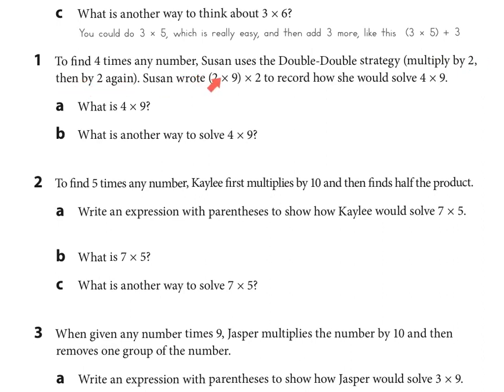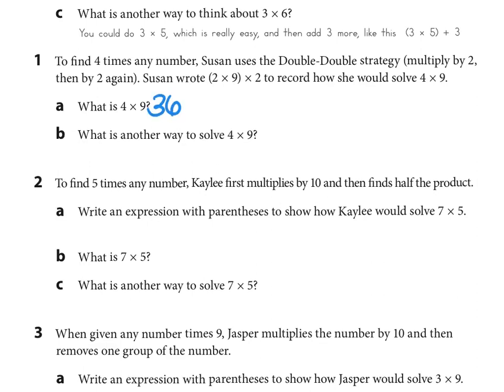So Susan wrote 2 times 9 times 2 to record how she would solve 4 times 9. Because what is 2 times 2? That's right, 2 times 2 is 4. So to solve 4 times 9, she broke up that 4 and she was like, oh, that's double-double. So now we're thinking, what is 4 times 9? And we know 4 times 9 is, that's right, 36.